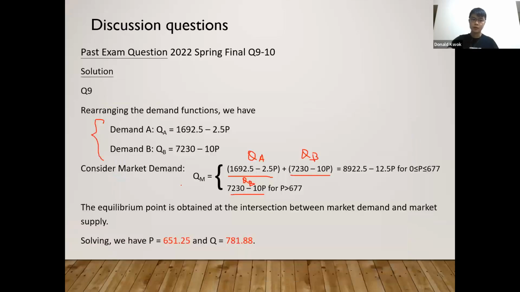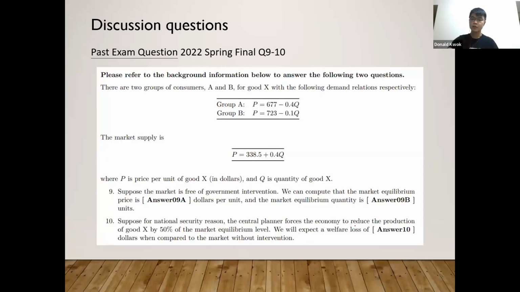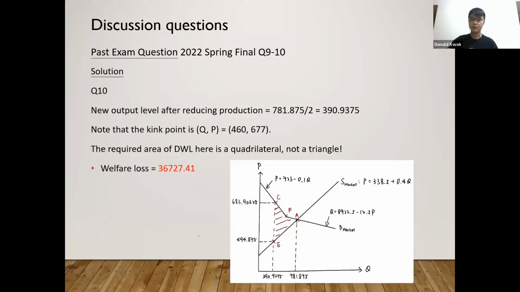And let's move on. For question 10, the central planner forces the economy to reduce production of the good by 50% of the market equilibrium level. What will be the welfare loss compared to the case where the market has no intervention? So the welfare loss here is actually the deadweight loss, or the loss in total economic surplus compared to the maximum level. So how can we deal with that? The new quantity after government intervention is actually 781 point something divided by 2, right? The 50% of it. So this means that the new output level is 390 point something. The number I have put down here.